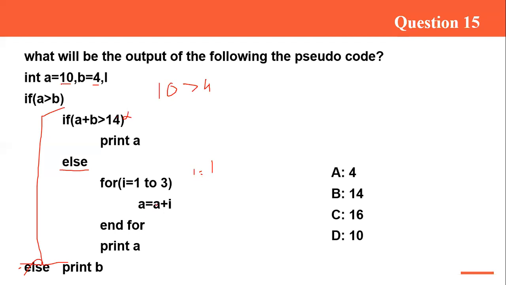When I is 1, A is equal to A plus I. What is the initial A value? Initially A is 10. 10 plus 1 is 11, so A will become 11 right now. I was 1, it will become 2. 11 plus 2 will become 13. Then I will be 3, that means 13 plus 3, which is 16. That's all, and then end for. Then print A. We only updated the A value, right? That is 16. So that's the answer.